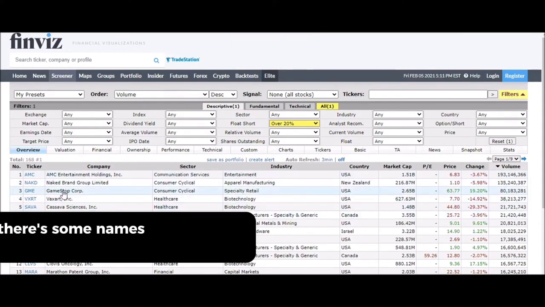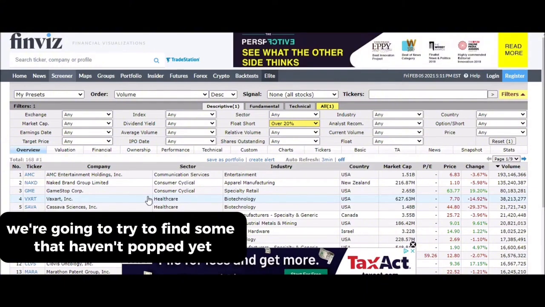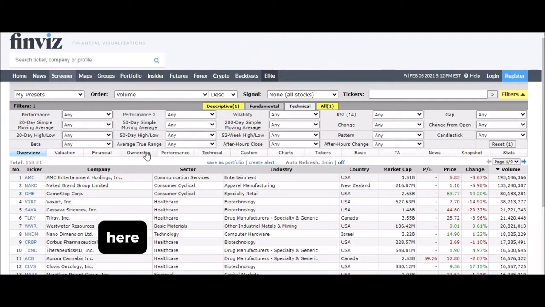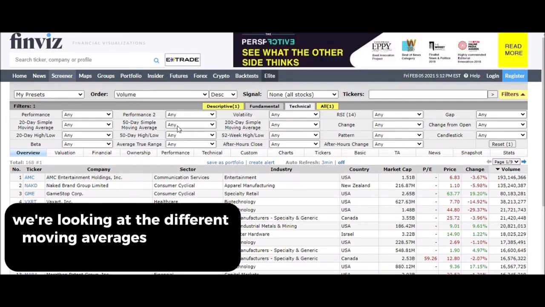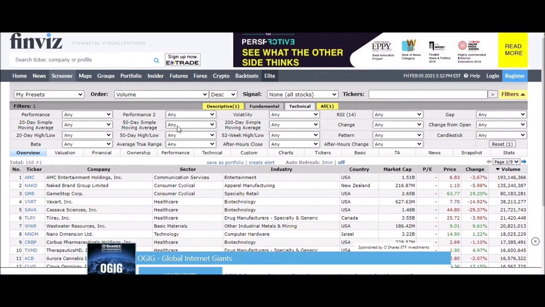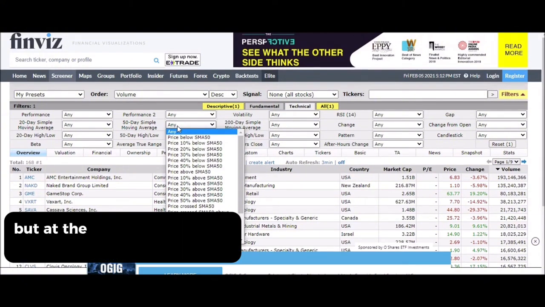Now there's some names here that of course you're going to recognize because there's been a lot of attention on them. So like I said at the beginning of the video, we're going to try to find some that haven't popped yet. What I'm going to do next is go to the technical tab. Here we're looking at the different moving averages. Generally speaking, a stock that is above the 50-day simple moving average is bullish. So we're trying to find things that are more in an uptrend, but at the same time haven't really broken out yet this year.